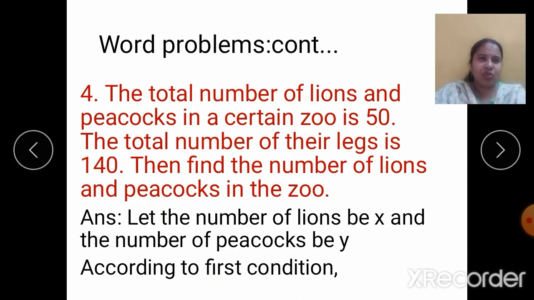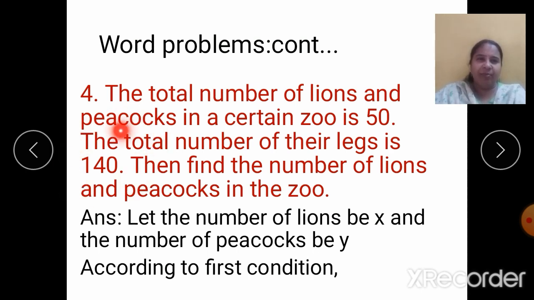The next statement is total number of their legs. Now little bit general knowledge you should have, that when I talk about lions, how many legs it will have? 4. Yes or no? And peacocks 2. So if there are x lions, total number of legs will be 4 into x. Why? Because one lion has 4 legs, so x lions will have 4x legs. Correct? If the total number of peacocks is y, so total number of legs will be how much? 1 peacock, 2 legs. So y peacocks will have 2y. I hope you are understanding it.